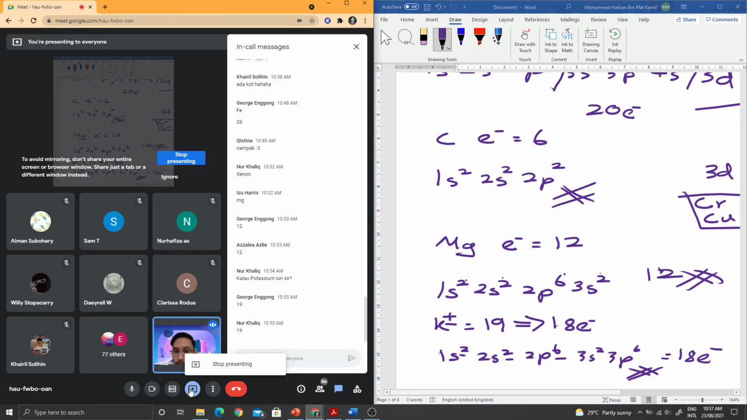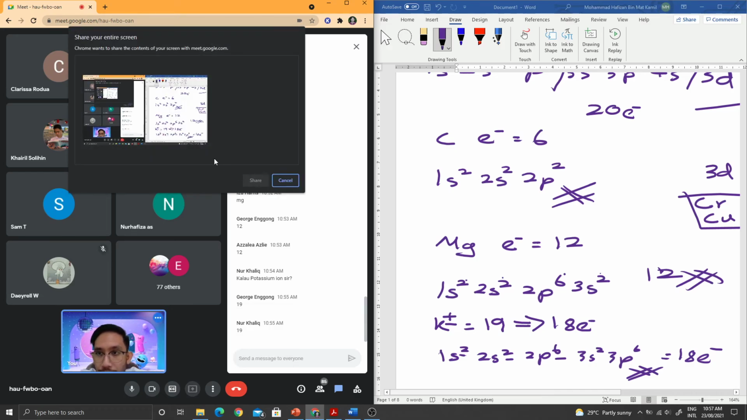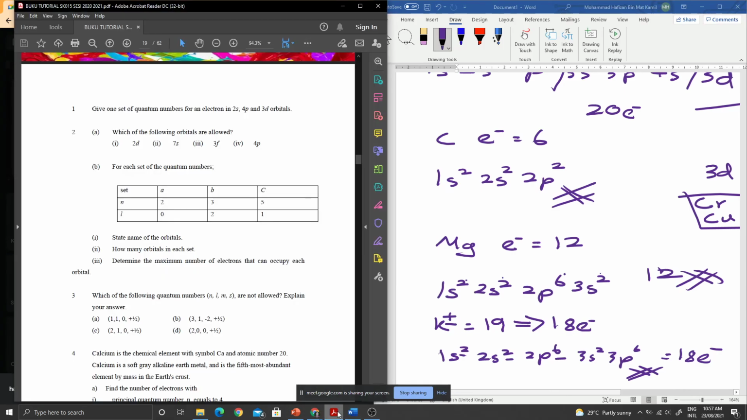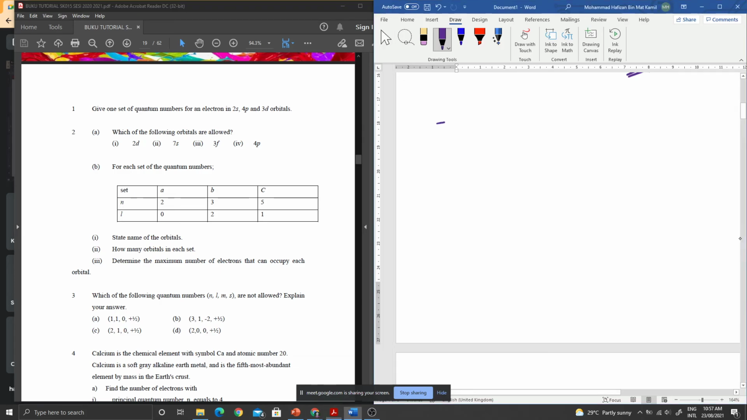I want to discuss soalan tutorial sikit. Okay, so let's see soalan tutorials. Untuk soalan nombor 2, untuk soalan nombor 2A, right? Dia cakap which of the following orbitals are allowed? If you remember, saya dah discuss tadi.